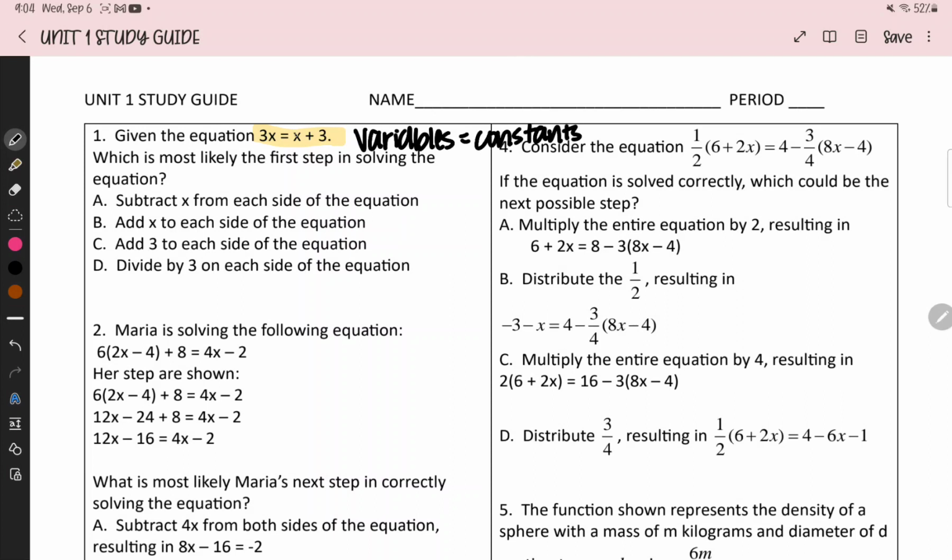What I would need to do is move this x over to the left side. Whenever you're moving things across the equal sign, you need to move the opposite. The opposite of positive x is a negative x. So I'm going to move a negative x, or subtract an x from both sides, and that's going to be A.